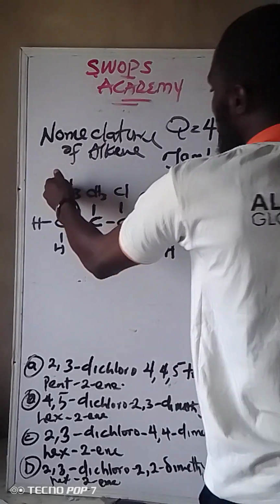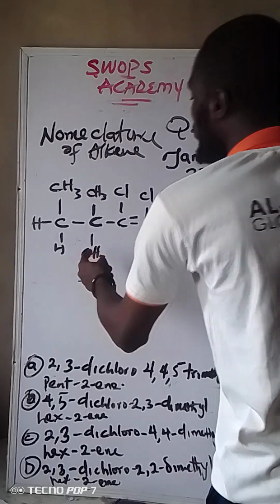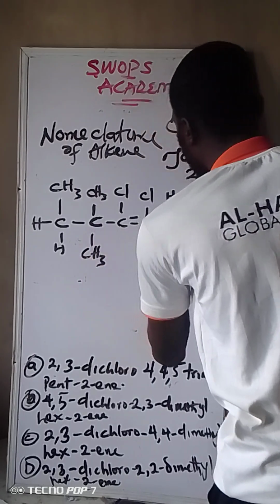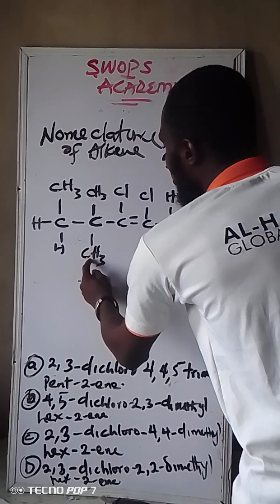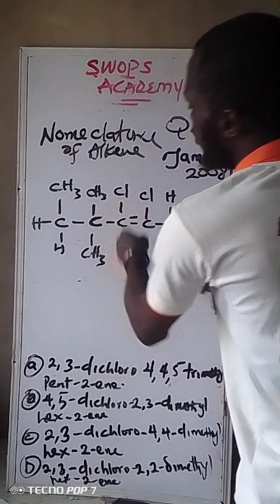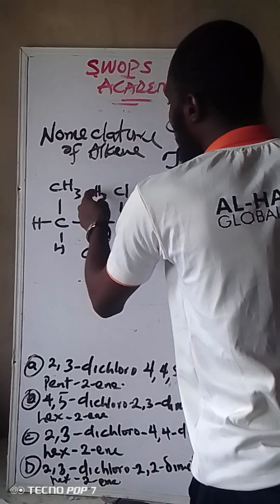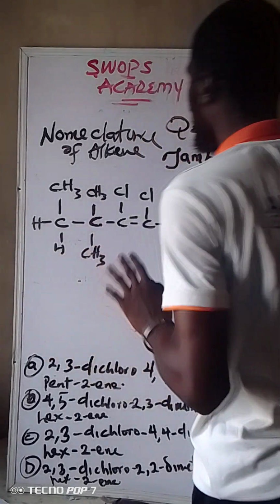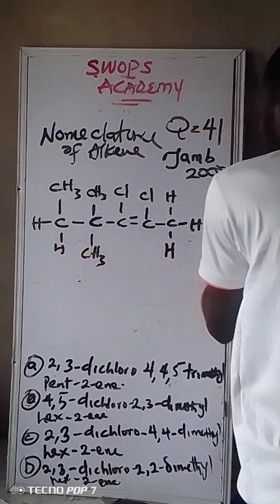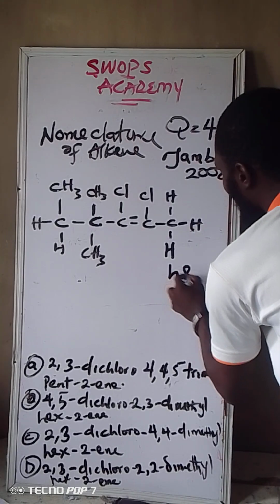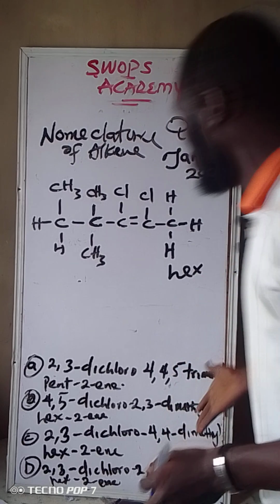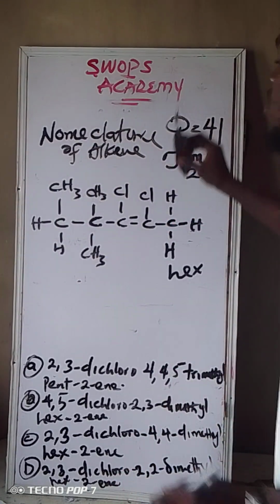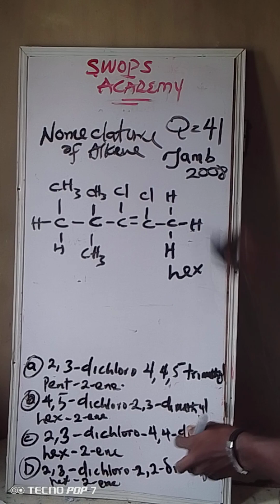That means this is greater than this. What of this? 1, 2, 3, 4, 5. This one is also greater than. What of like this? 1, 2, 3. It is also greater than. What of like this? 1, 2, 3. It is also greater than. That means the longest chain is from here, which is hex. Hex-something-ene. So what is the ene that we want? After we finish naming all these things, we are going to put it in there.